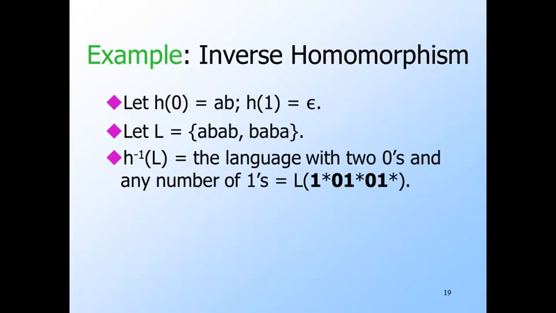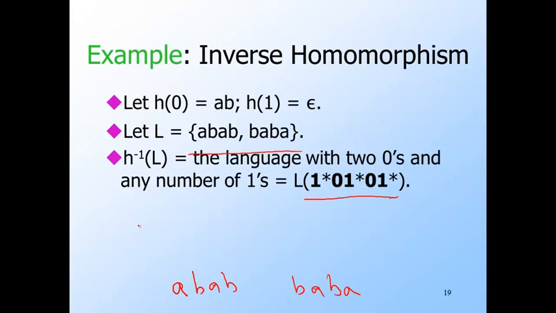Here's an example. Let H be the homomorphism of our running example. L is the language with two strings, ABAB and BABA. Then H inverse of L is the language of strings that have two zeros and any number of ones interspersed. Here's a regular expression for this language. To see why, let's look at the two strings in L: ABAB and BABA.